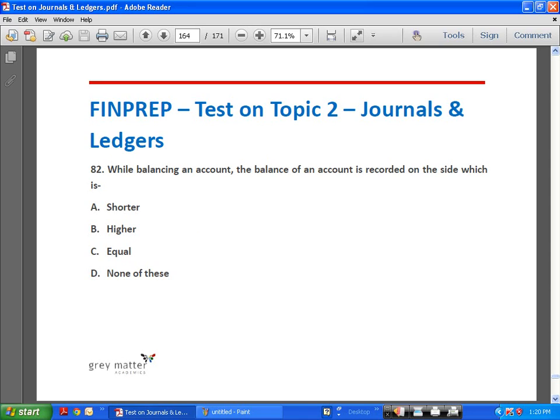Question 82. While balancing an account, the balance of an account is recorded on the side which is shorter. Let's say we are looking at the debtors account. The closing balance of debtors will normally appear on the credit side, because the credit side is shorter than the debit side. The debit side is heavier than the credit side, and hence the balance will be on the credit side of the account.